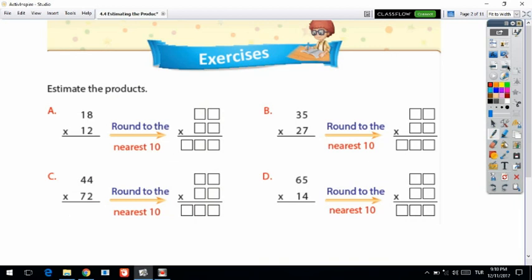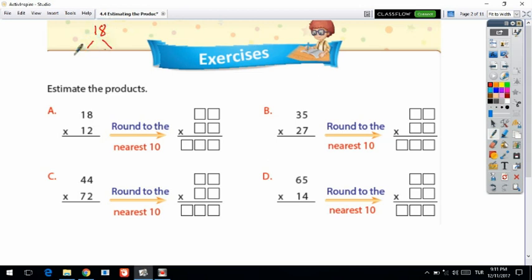Exercise. Estimate the product. You know that for a product, you have to multiply. But if you have to estimate, you have to round, then multiply. Okay, now let's solve one of them from here. Let's look at A. 18 times 12. I will not find the correct product, because we estimate. Round to the nearest 10. 18, so I write here first.